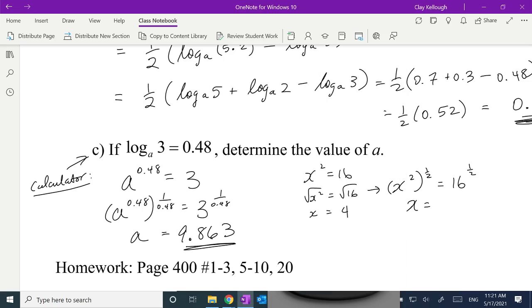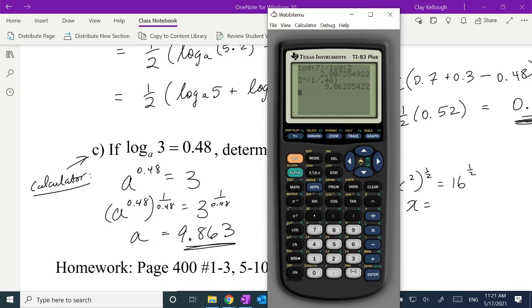And there we have it. If we did this right, we should be able to check this. This number to the power of 0.48 should be 3. So let's take this answer and raise it to the power of 0.48, and you'd better be a 3. Yay, we did it right.